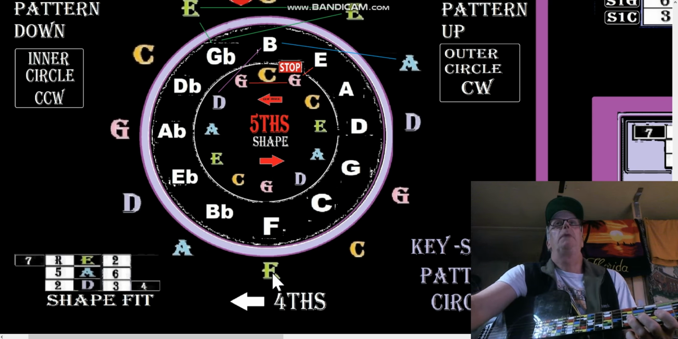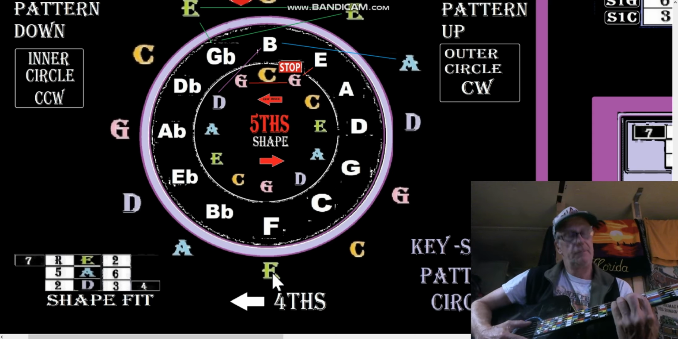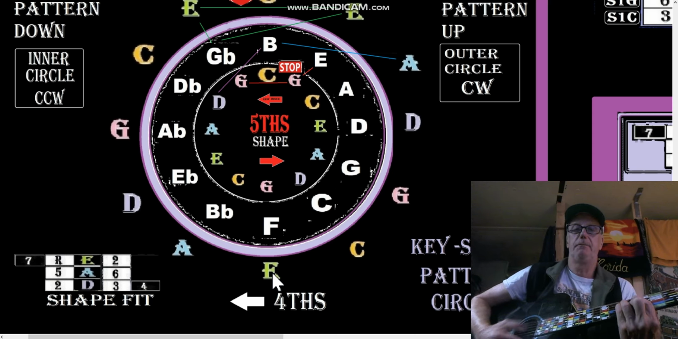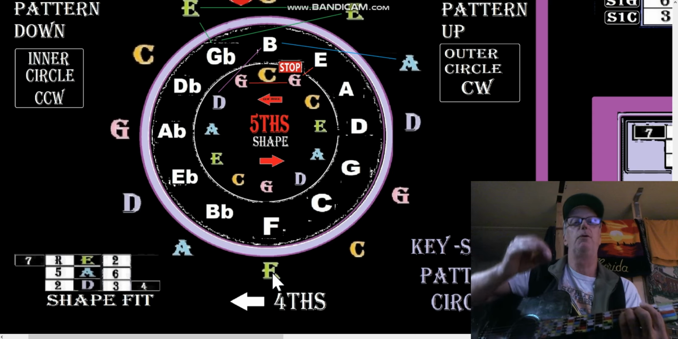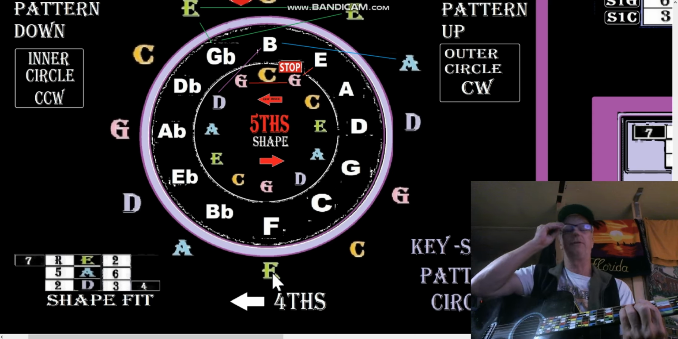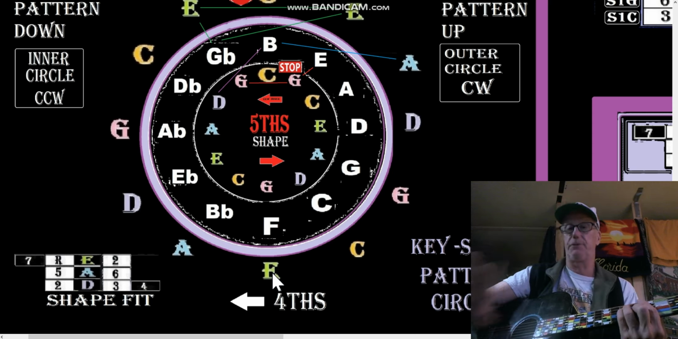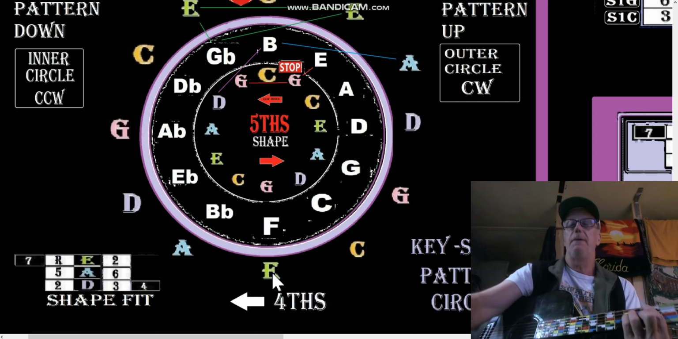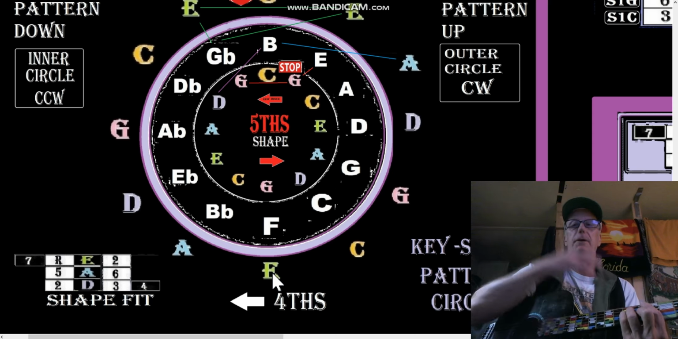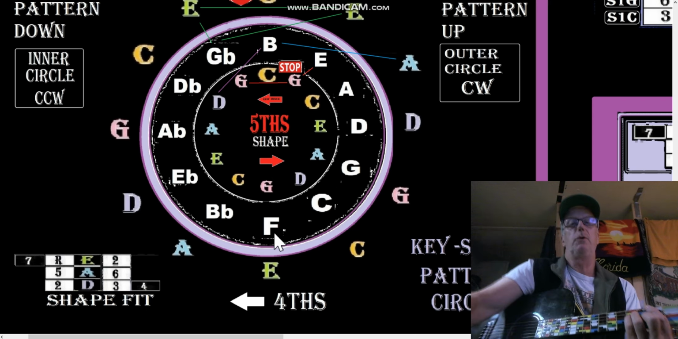Okay, now we'll go back to our original E and F in the key of E. This is what the chart was made for, although the circle of fourths has a lot of uses. There's just a lot, I say that from the heart. But what I'm using it for is pattern movement.